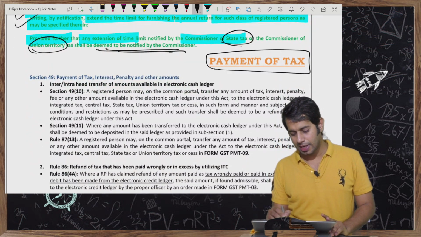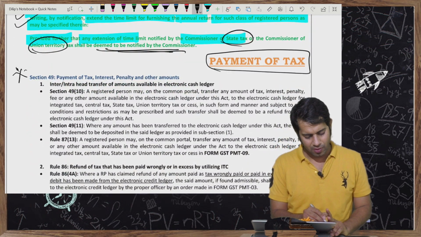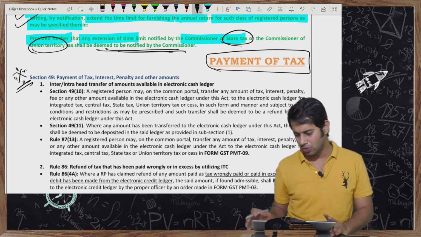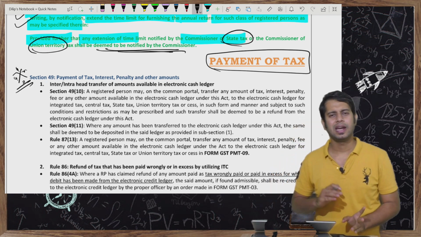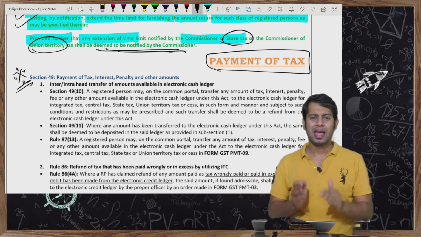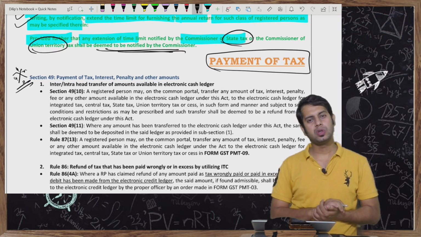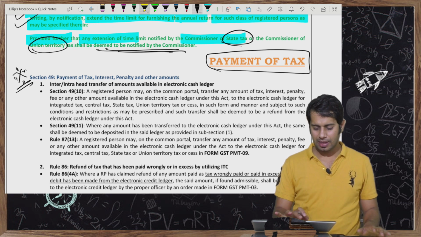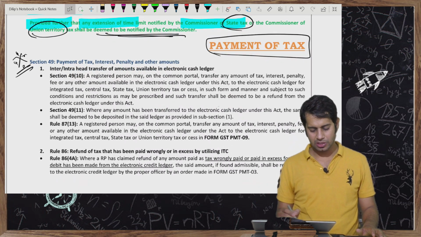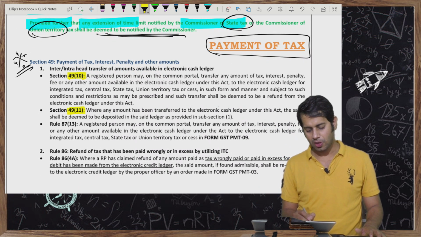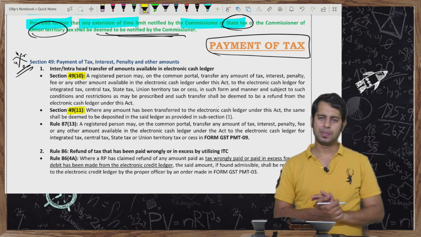Then payment of tax, again this is something which we have already discussed in classrooms. Before, we always had a problem whether inter-head and intra-head changes or transfer of amounts in the cash ledger is possible. Last year they told yes, it is possible, by adding section 49 subsection 10 and section 49 subsection 11.